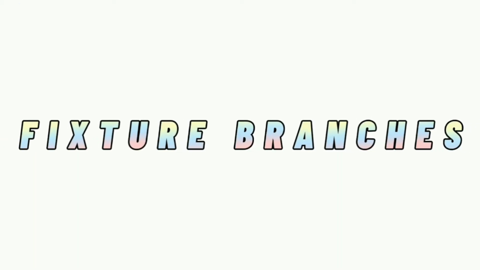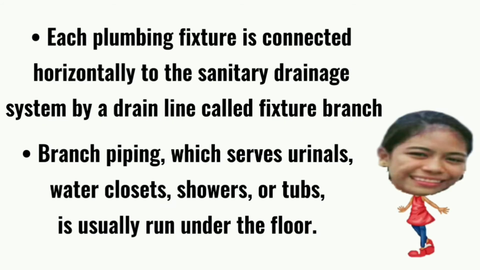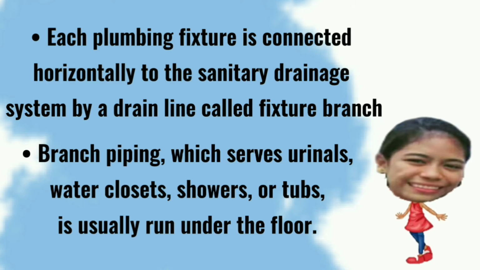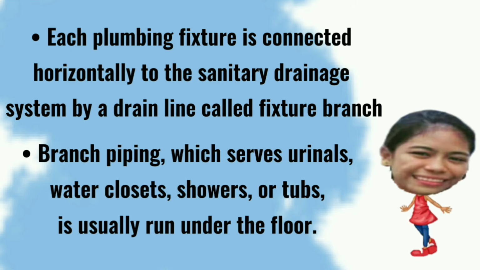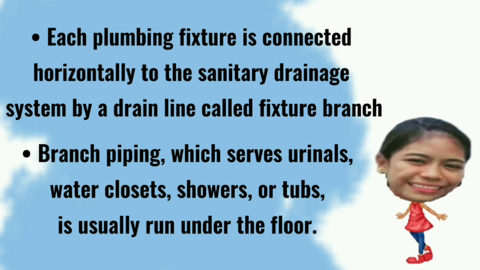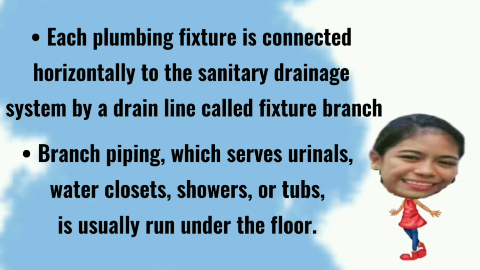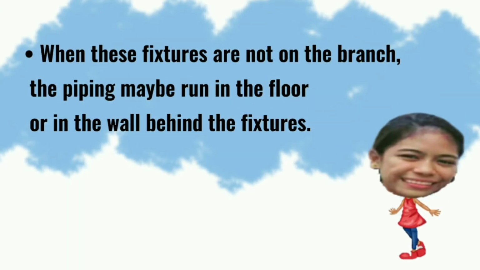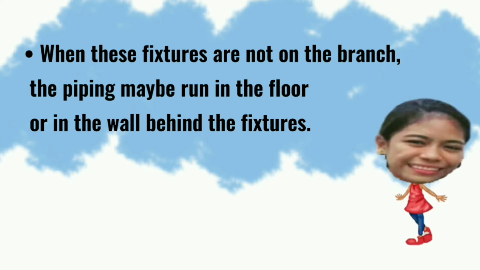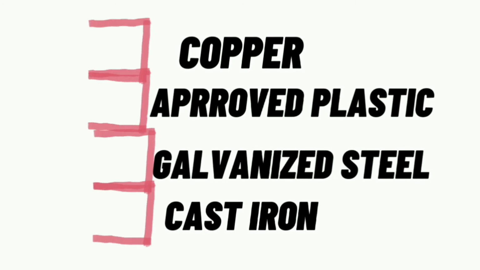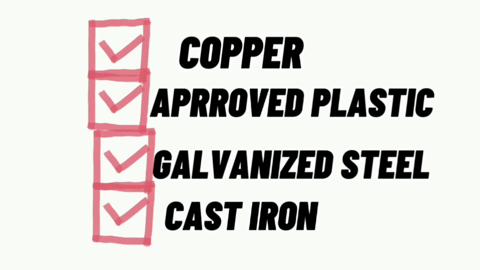Number 3. Fixture branches. Each plumbing fixture is connected horizontally to the sanitary drainage system by a drain line called a fixture branch. Branch piping, which serves urinals, water closets, showers, or tubs, is usually run under the floor. When these fixtures are not on the branch, the piping may run in the floor or in the wall behind the fixtures. Branch piping may be copper, approved plastic, galvanized steel, or cast iron.